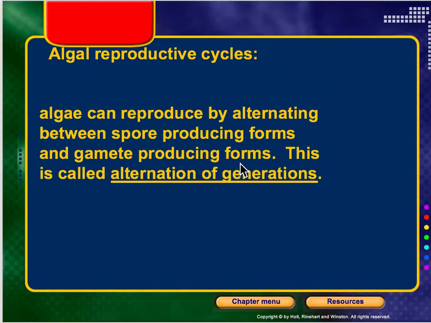The sporophyte generation is going to throw off spores. Spores are haploid, and they're going to form the gametophyte generation. And then they produce gametes, and then we're back to square one. All you really need to know about alternation of generations is that it is the way that algae reproduce, and that we're alternating between haploid and diploid forms of the same algae.